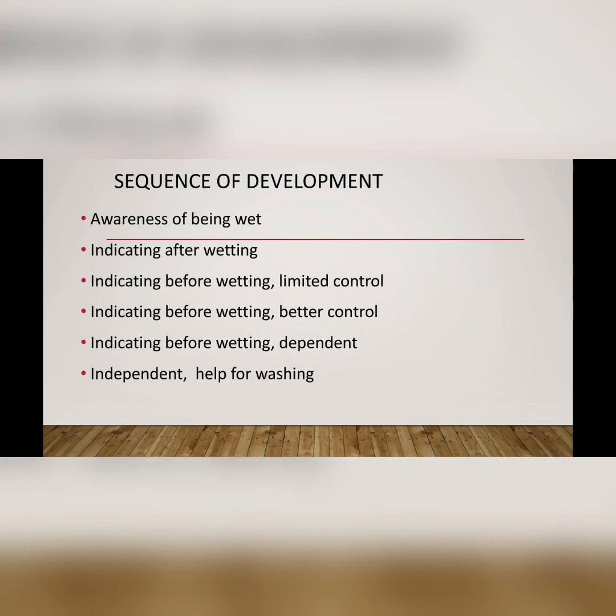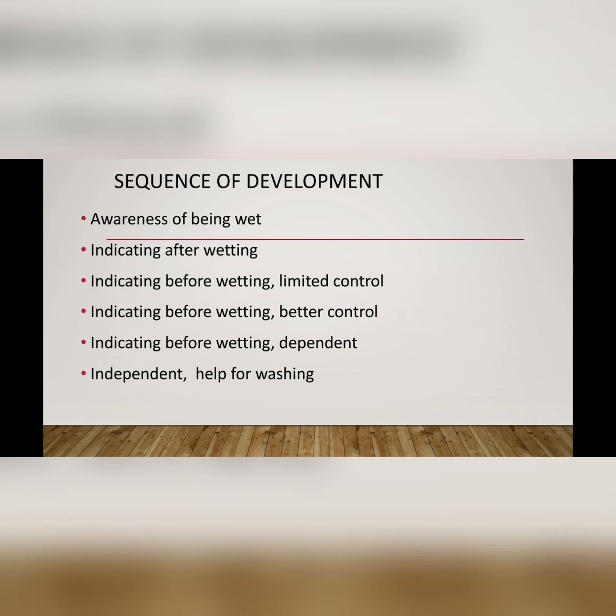The next stage is indicating before wetting, and the child is dependent. So the child now is able to indicate before wetting when the child feels like voiding, or if he or she has the urge to pass urine or stools. The child is able to indicate but needs help to go to the toilet and also to manage his clothings.